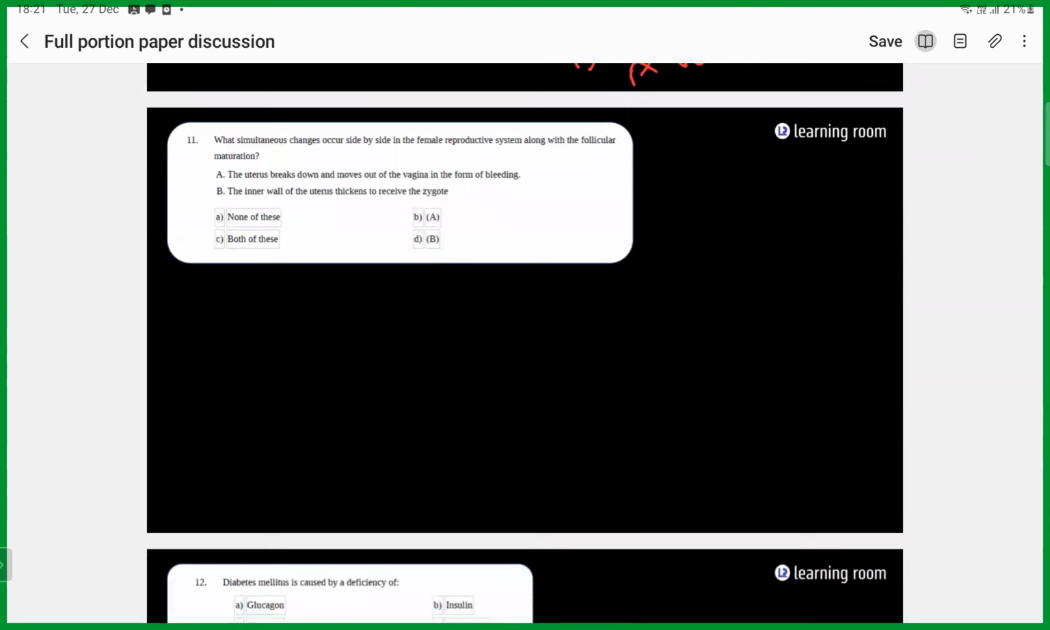What simultaneous changes occur side by side in the female reproductive system along with the follicular maturation?